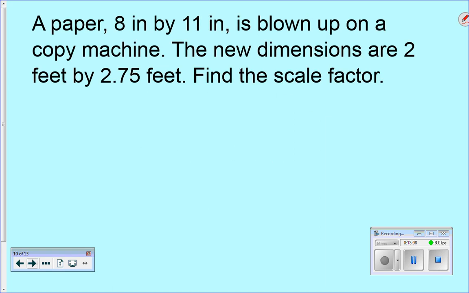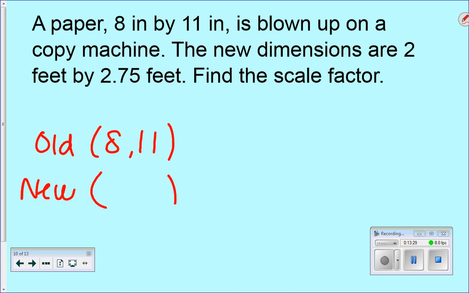And here's a story problem like what Dylan's talking about. A paper 8 inches by 11 is blown up on a copy machine. I'm going to say that's my old one because that was the original. So my old was 8 and 11. That makes sense so far? My new is 2 feet by 2.75 feet. What do you think I should do with those feet? Change them to inches. I have to have consistency through the whole thing, because if I don't, I'm not going to come up with what I need.